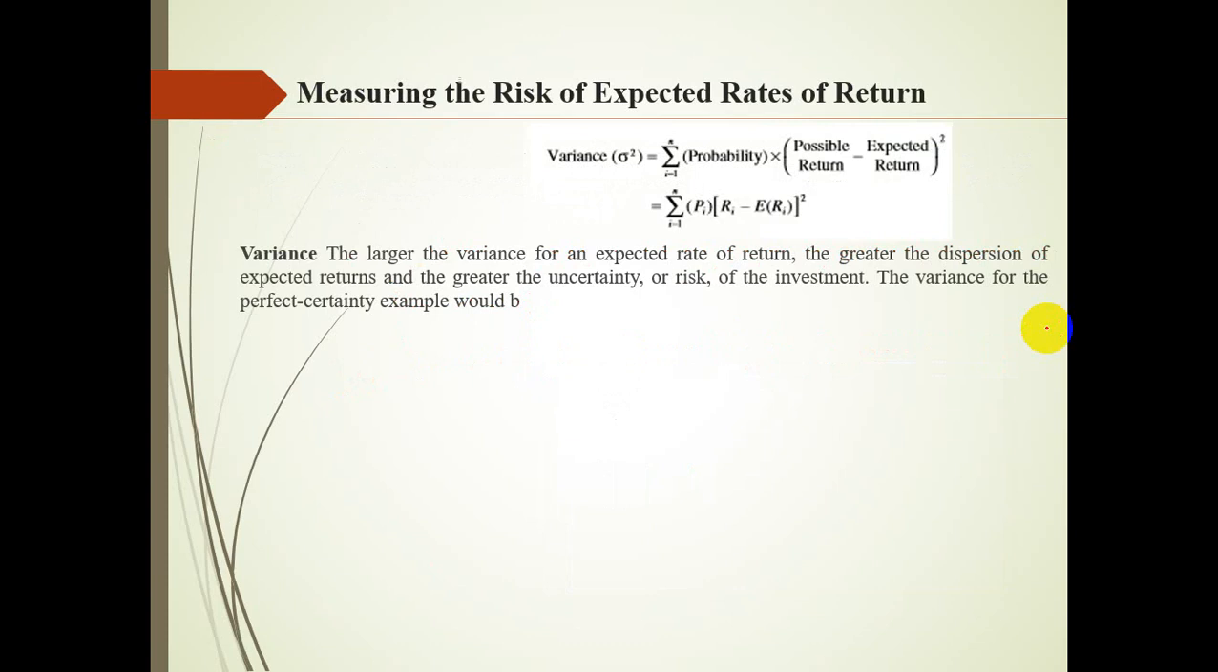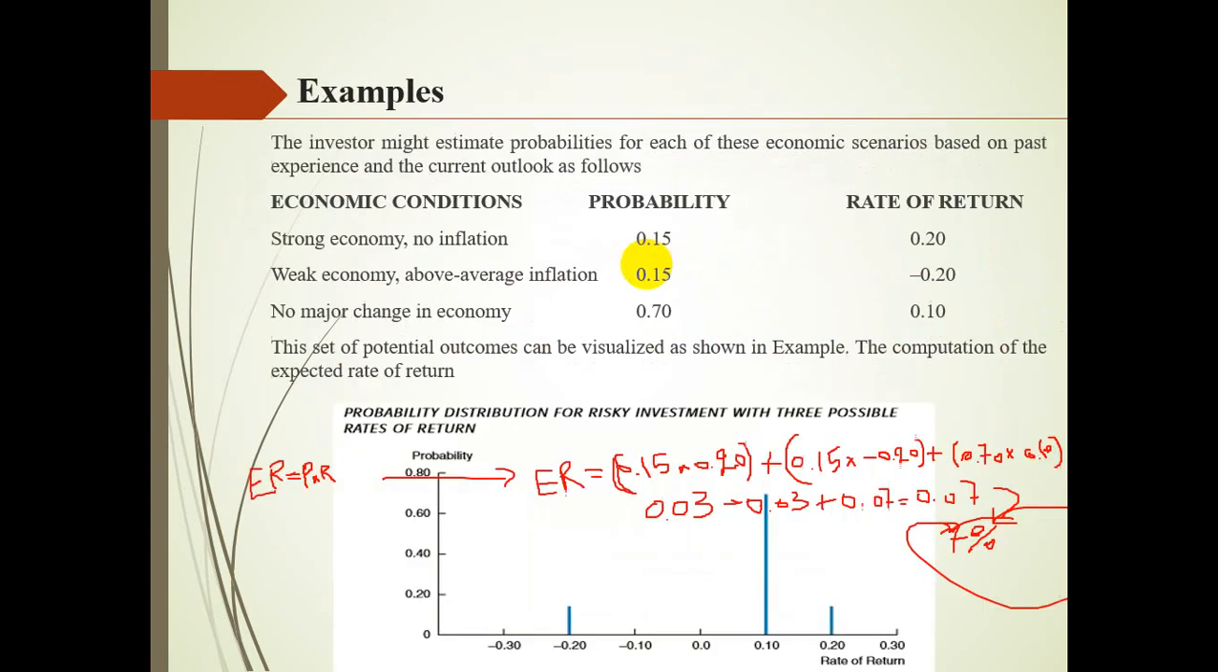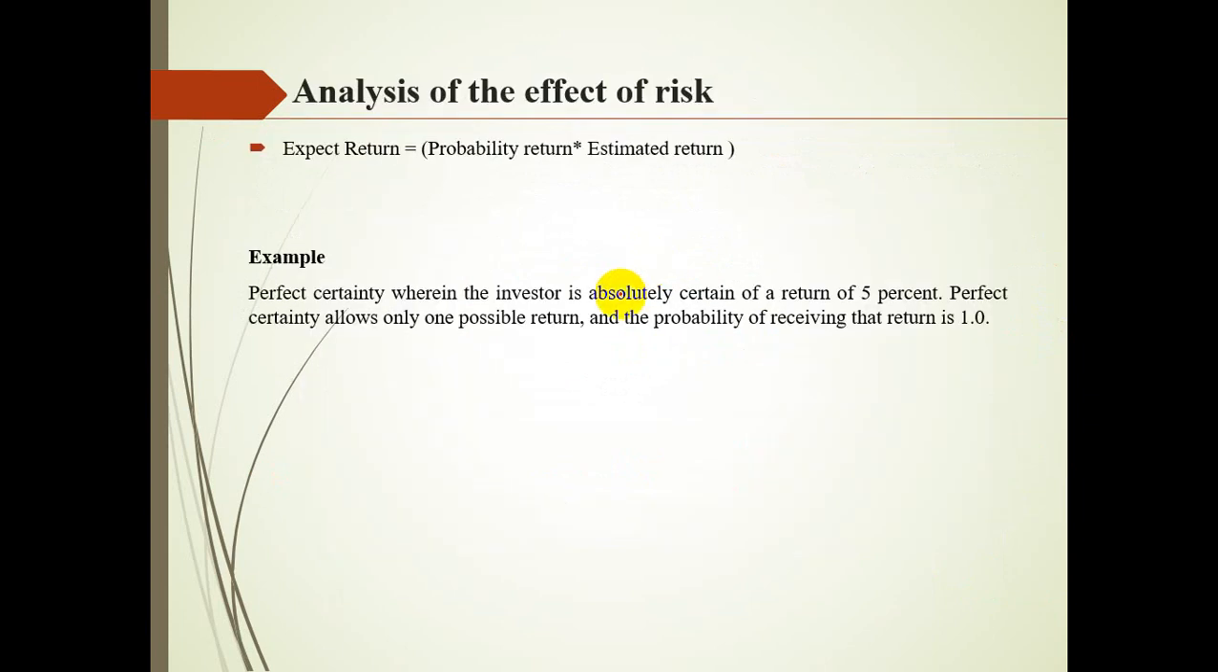Now, how to calculate the risk for that expected return? We have to calculate variance. What is the formula for the variance? It is equal to probability multiplied by the squared difference of possible return minus expected return. So this is the formula, simple. If you see, we solve the first question like we have 0.5 multiplied by 1, for the first one.